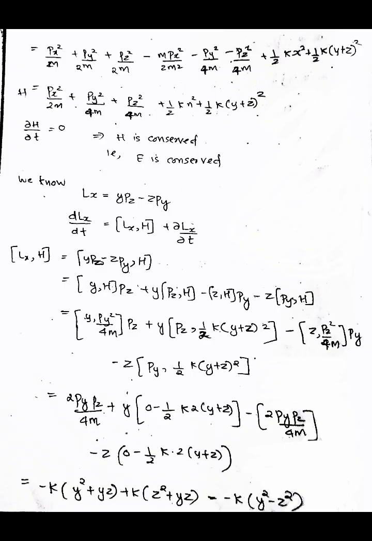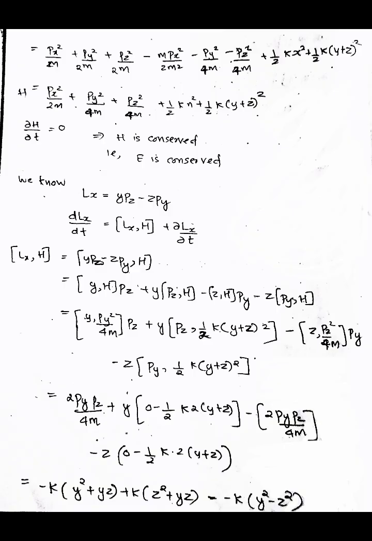Then we know Lx is equal to y pz minus z py, that is dLx by dt is equal to Poisson bracket of Lx comma h plus dou Lx by dou t. Then Lx comma h is equal to y pz minus z py comma h. Then that is a Poisson bracket of y comma h into pz plus y into Poisson bracket of pz comma h minus Poisson bracket of z comma h into py minus z into Poisson bracket of py comma h, which is equal to Poisson bracket of y comma py square by 4m into pz plus y Poisson bracket of pz comma half k (y plus z) the whole square minus Poisson bracket of z comma pz square by 4m into py minus z Poisson bracket of py comma half k (y plus z) the whole square.